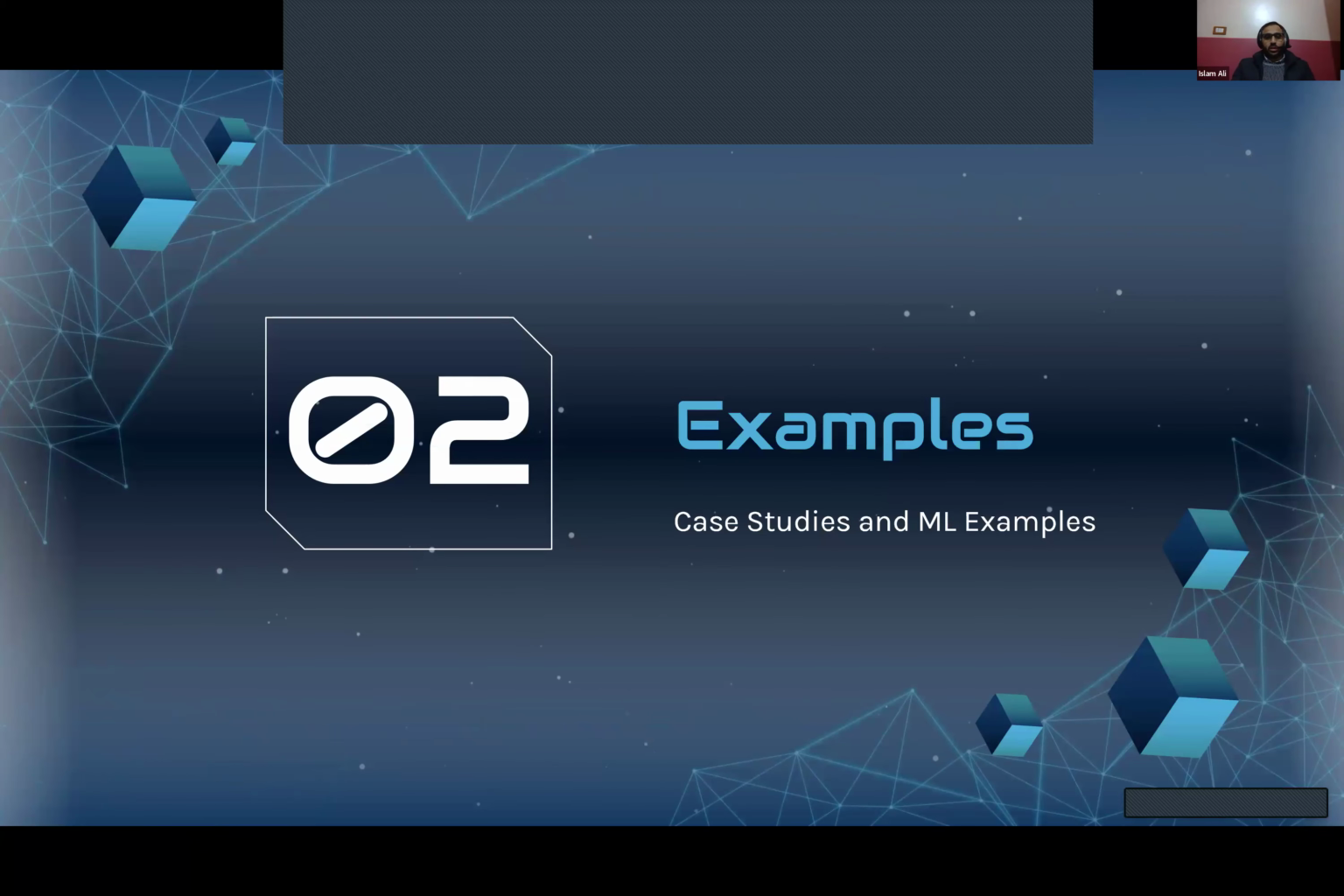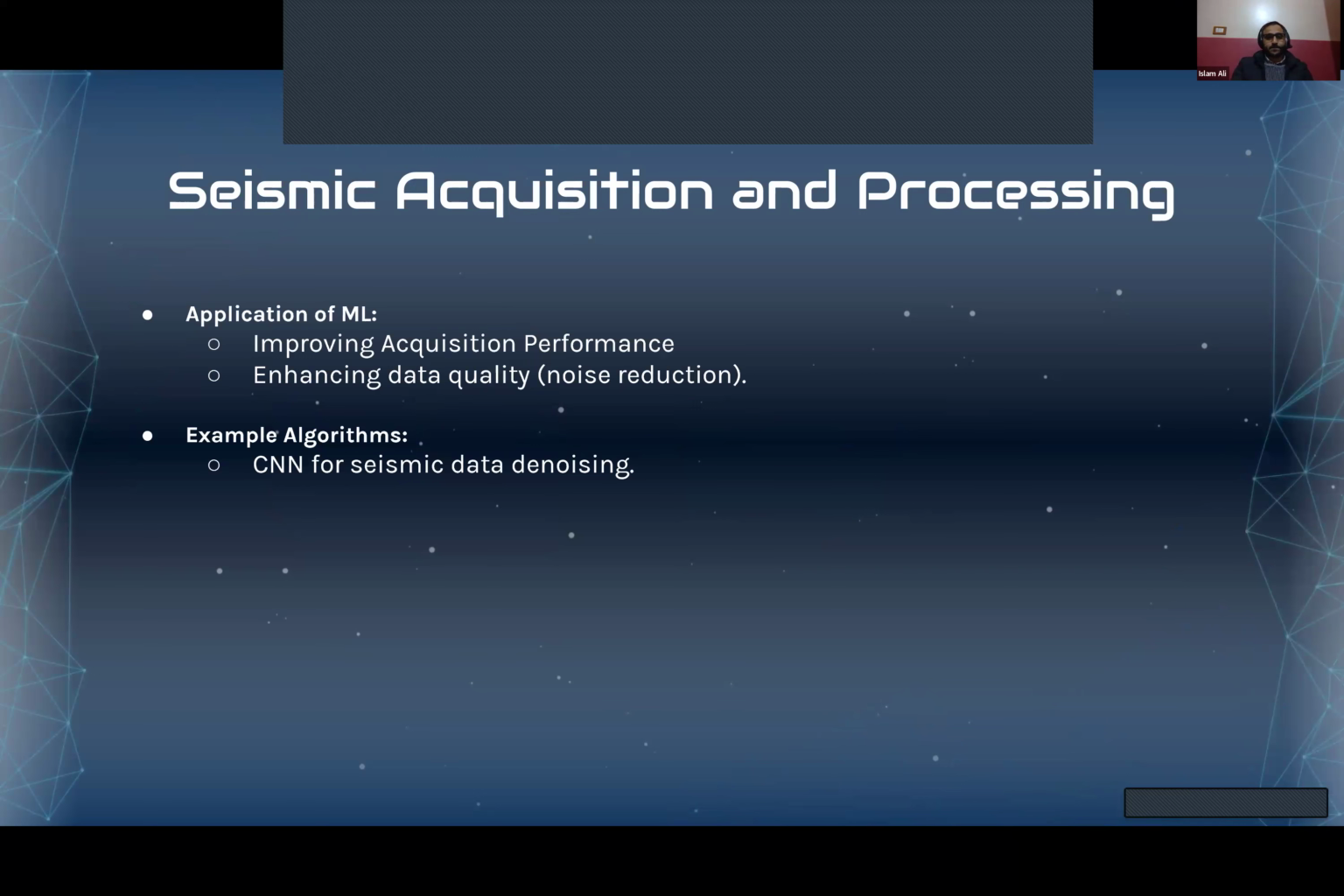Now we'll go to the actual real life examples that we use for neural network and machine learning in general. Machine learning is applied in all parts of the subsurface data. First is seismic acquisition and processing. What we can do with machine learning, we can improve the acquisition performance, and also we can reduce the noise during the processing.